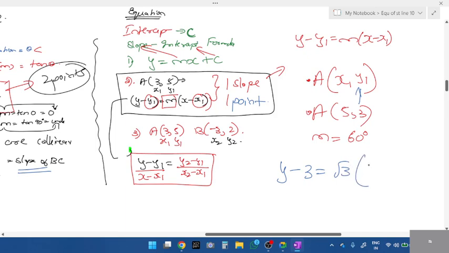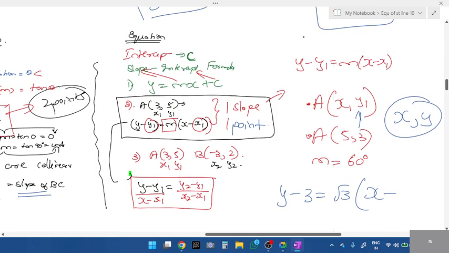Into x minus x1. What is x1? X value as it is. See, this is what I told. Whenever one point is given, we have an unknown value x and y. That is what forms the equation. This unknown term will form the equation x plus y plus c is equal to 0. Now, x minus x1 is 5.